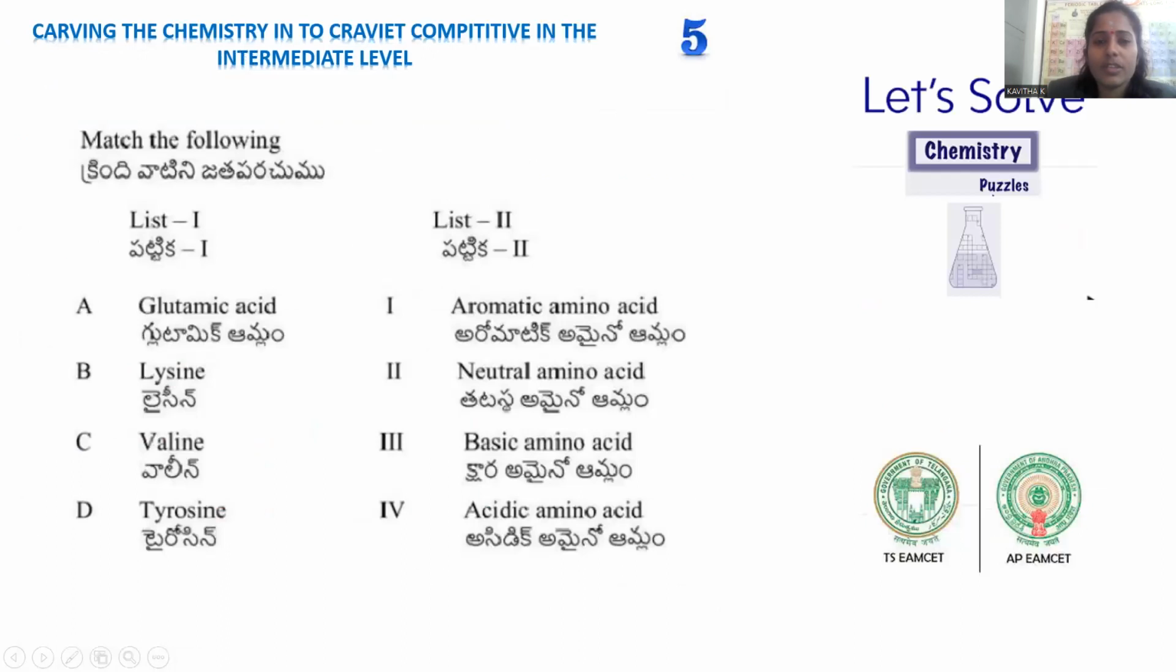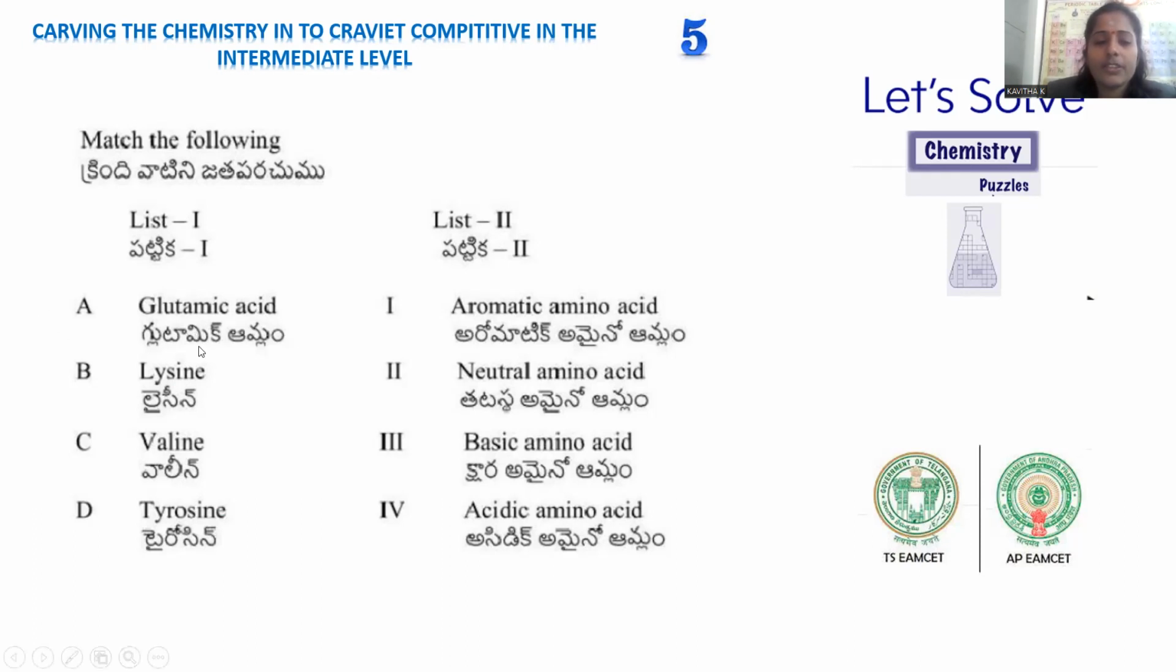Let's move on to question number 5, where again mapping of list 1 with list 2 is provided. This question is given from amino acids. It is related to bioorganic chemistry. All these are called amino acids: glutamic acid, lysine, valine, tyrosine. If you know their geometry and chemical composition, then we have to assign what category they belong to. First of all, before giving the geometry of the compounds, what will be the skeleton of an amino acid? Amino denotes NH2, acid denotes COOH, right?